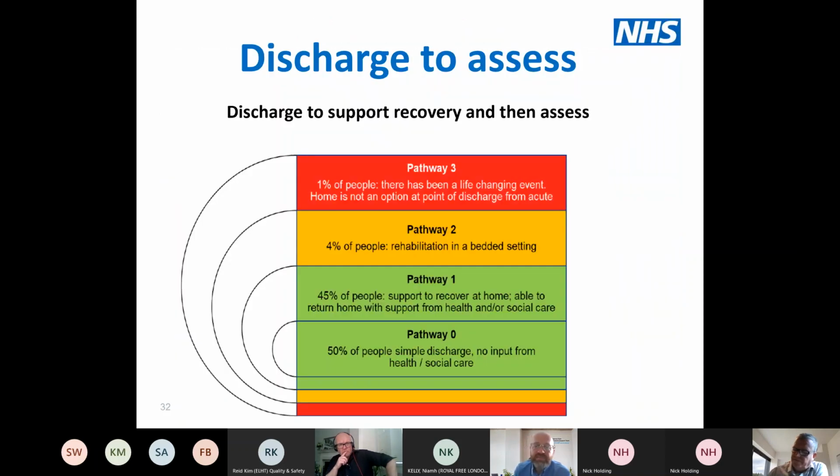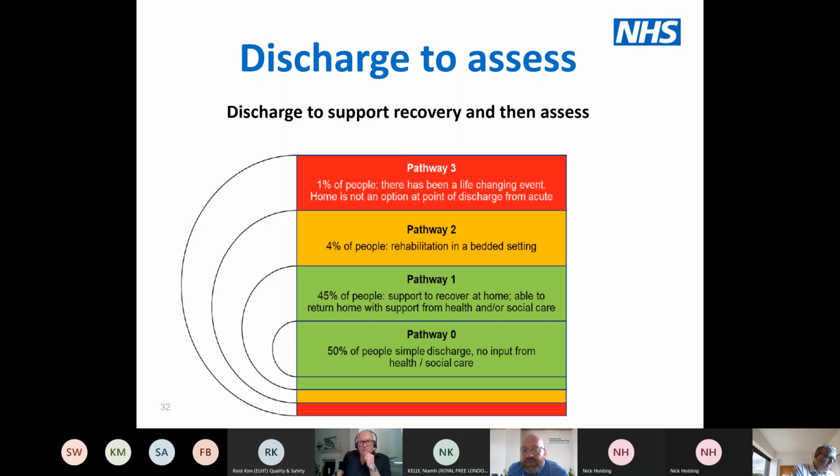And the discharge policy gives us several pathways, as again, you'll be familiar with all of these. But the work of Professor John Bolton, an eminent social work kind of mind, talks about the percentage of patients who should go on these pathways. So pathway 0, which is the simple discharge with no further input from health or social care, in high performing systems that should be around 50%. Pathway 1, which is simple support to recover at home and able to return home with simple support from health and or social care, is the next 45%.